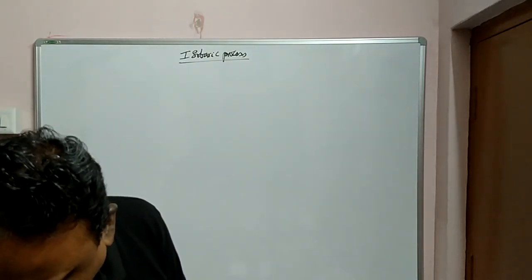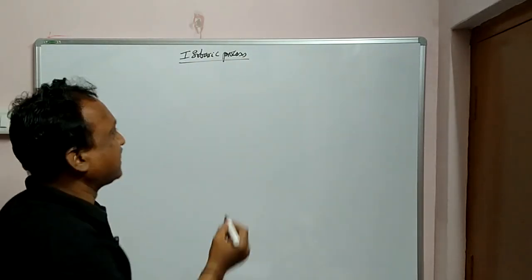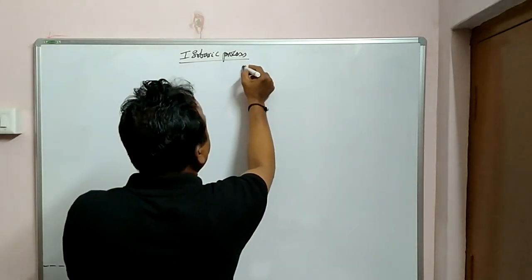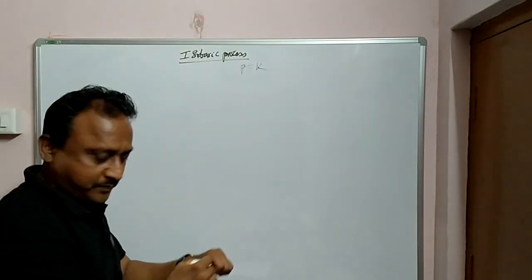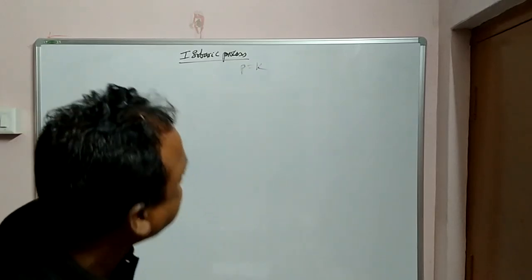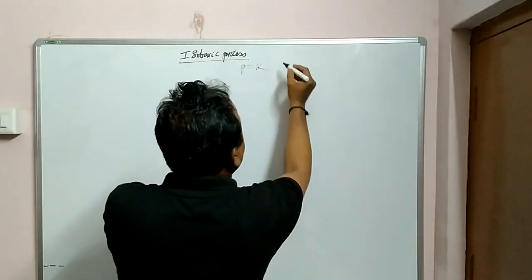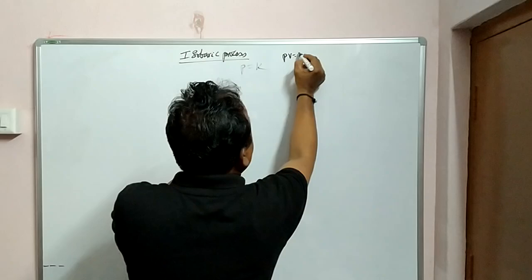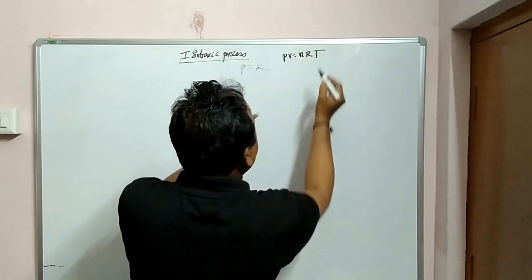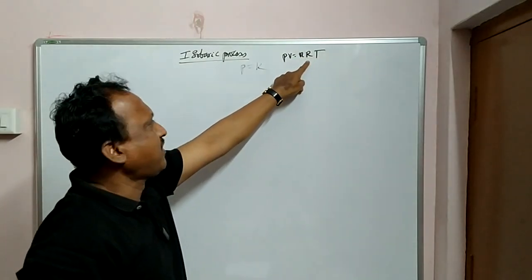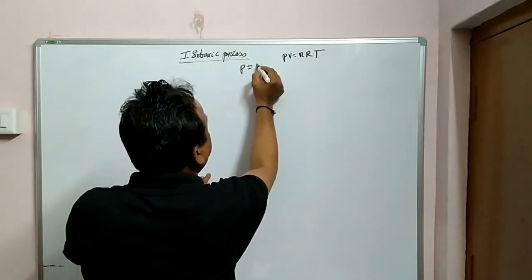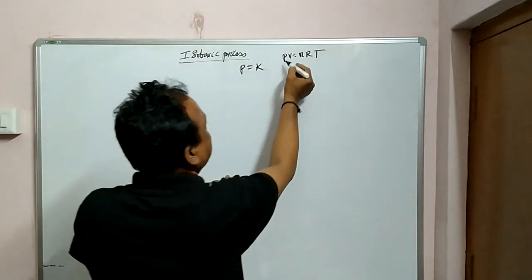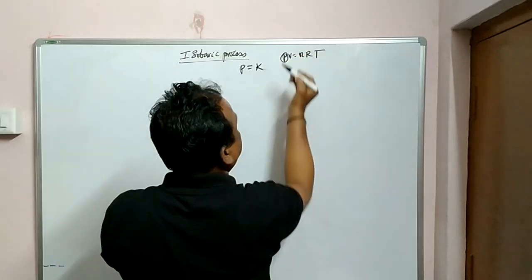See, in isobaric process, pressure is constant here. In isobaric, P is constant, pressure is maintained constant. We know from the ideal gas equation. What is the ideal gas equation? PV is equal to nRT, number of moles, gas constant, absolute temperature. So in isobaric process, what is constant? Pressure is maintained constant. Pressure constant means what happens then?